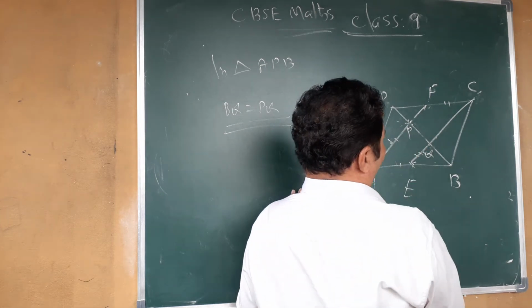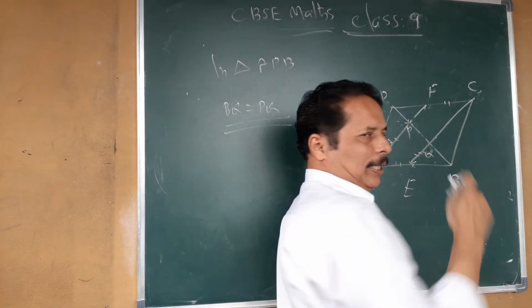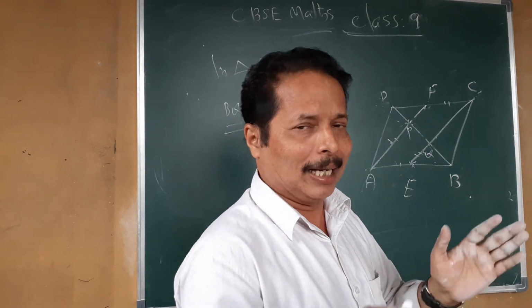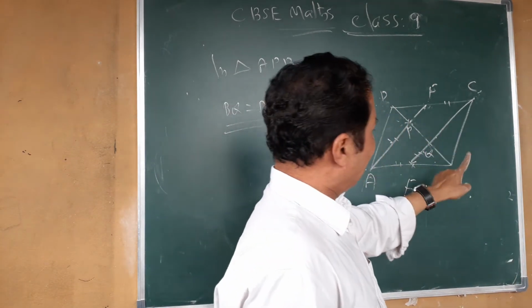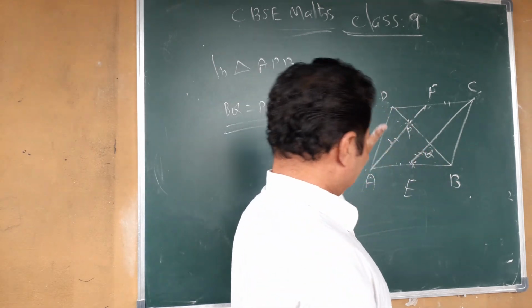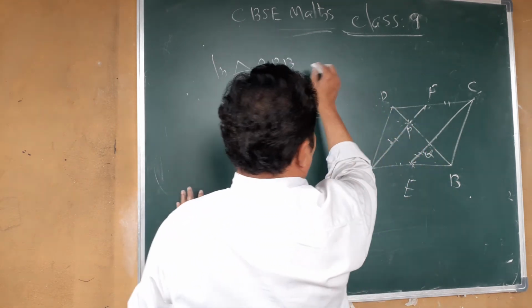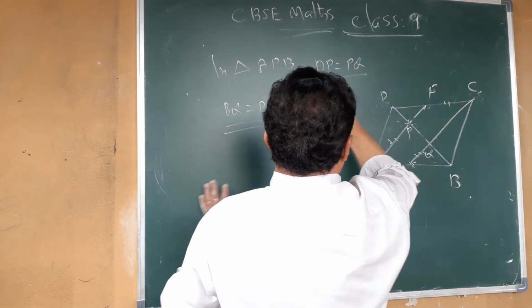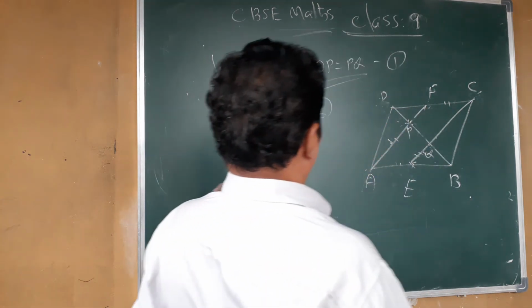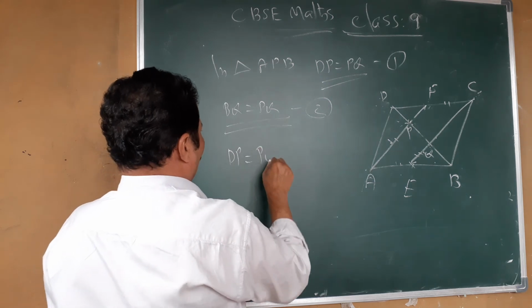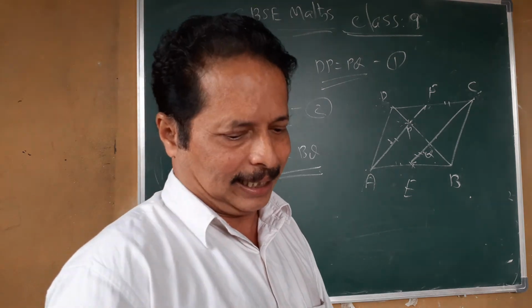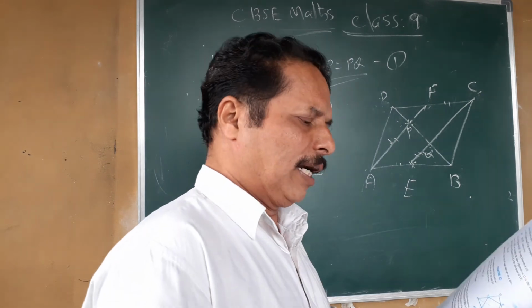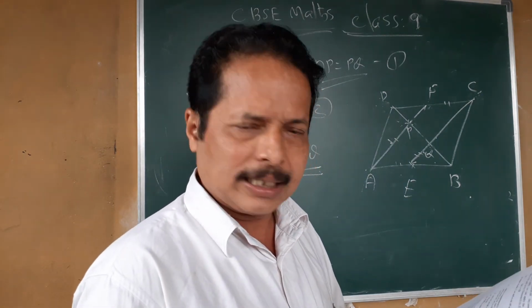So Q is the midpoint of BP. Better you write similarly. So you get DP equal to PQ, and PQ equal to QB. This is equation number 2, and the previous one, DP equal to PQ, is equation number 1. So from 1 and 2, DP equal to PQ equal to QB. That is the meaning of trisecting. So you try all the problems in page number 150, 151. It carries only 6 questions.